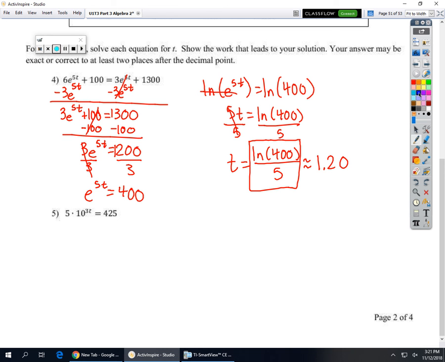So first thing I got to do here is get rid of that 5. Divide both sides by 5. Bam. 10 to the 3t comes down. 425 divided by 5, that is 85. I just did that in the calculator beforehand.